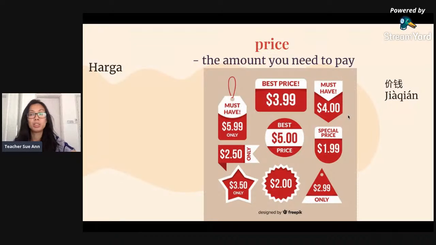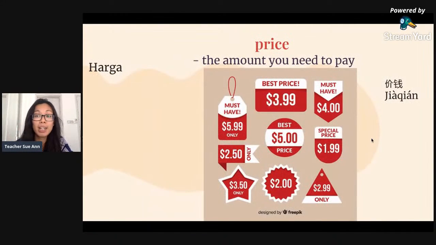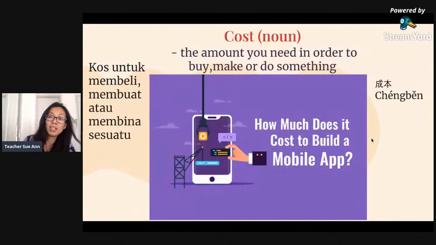So how much you need to pay for something. The price is how much you need to pay, harga. All right, I have to pay 2 ringgit for Kinder Bueno. Okay, next. Cost. The amount you need, kamu perlu, in order to buy, make, or do something. So in terms of cost, I need to do something, make something, or buy something. The difference from price is that price is how much you need to pay, but cost is how much you need, kamu perlu, untuk buat satu benda. Alright?